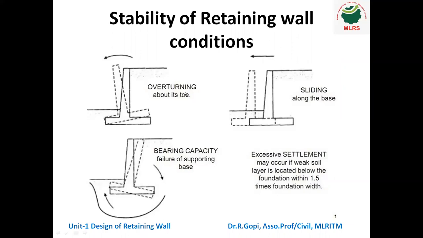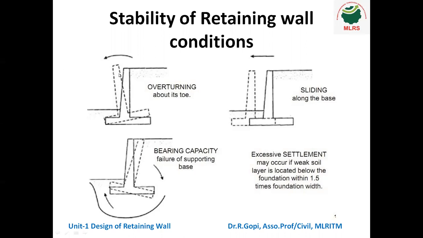What is meant by overturning? Overturning is nothing but tilting, tilting of the retaining wall. You can see the dark line in the first picture. The dark line is the original position, and after earth fill, the retaining wall will tilt.